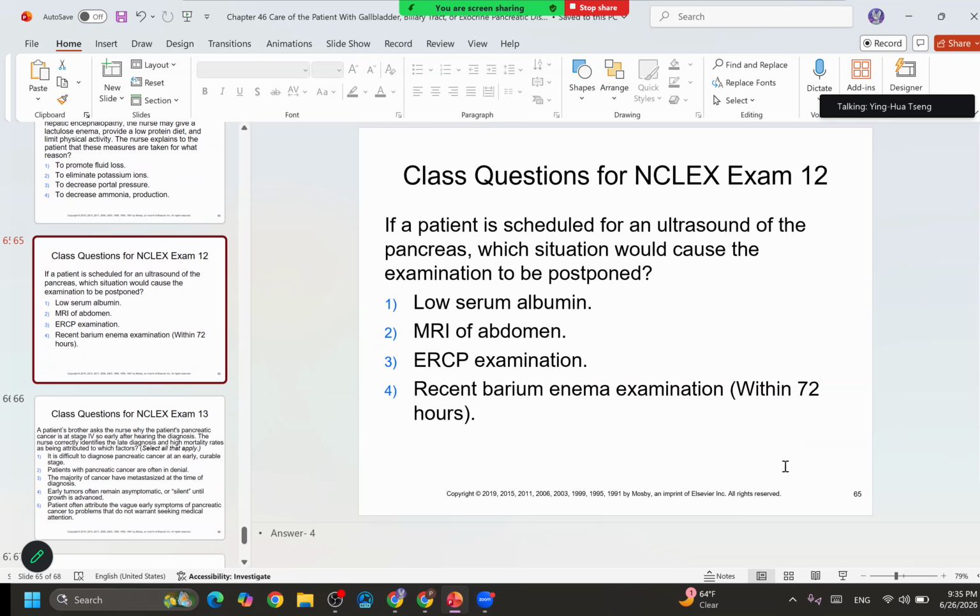All right, 12. The patient is scheduled for an ultrasound of the pancreas. What situation will cause the examination to be postponed? That means a delay. So if we get an ultrasound, what would make us need a delay?